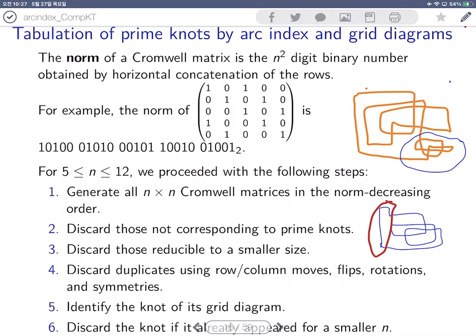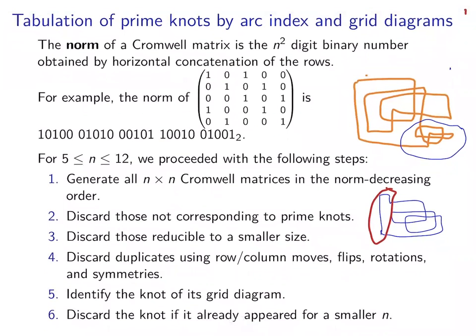And then in step 5, we identify the knot of the grid diagram by using KnotScape. And number 6, we further discard if the knot already appeared for a smaller n, and so on.